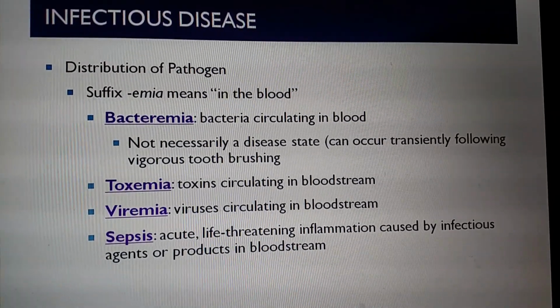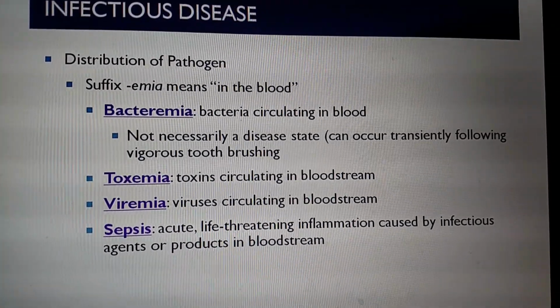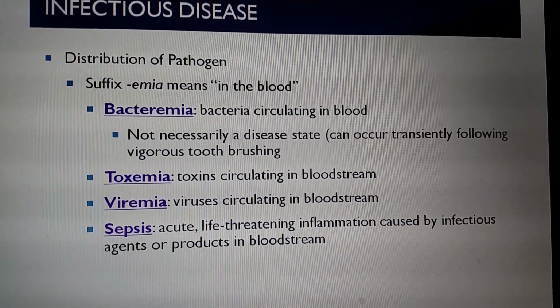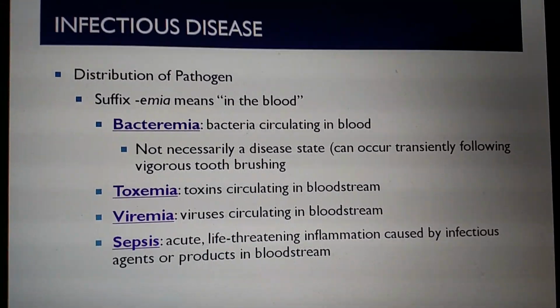Now, toxemia deals with toxins circulating through the bloodstream. Viremia means you have viruses. Sepsis is when you actually have an acute life-threatening inflammation caused by agents in the bloodstream.